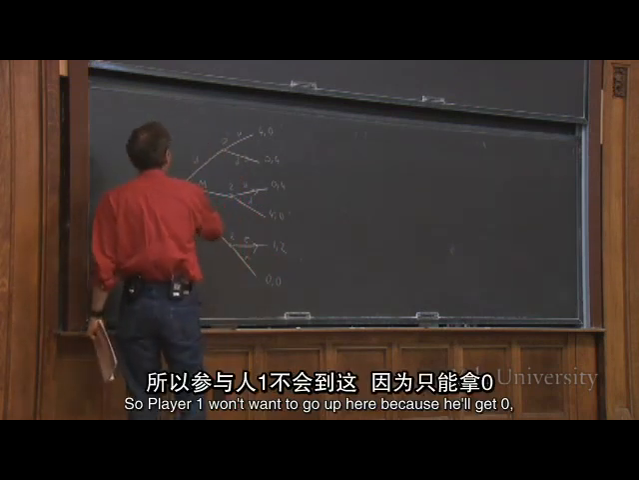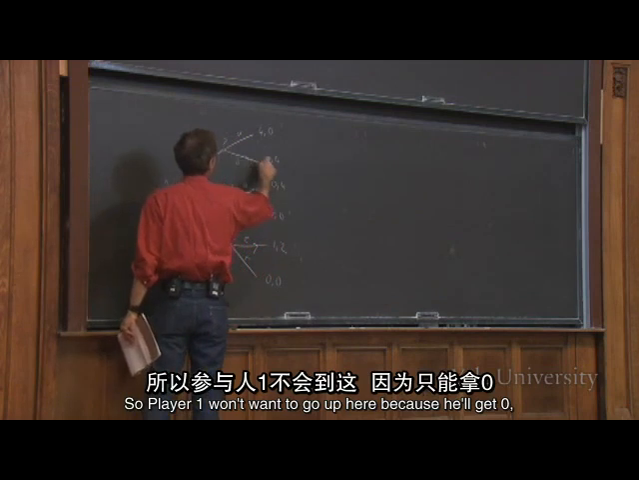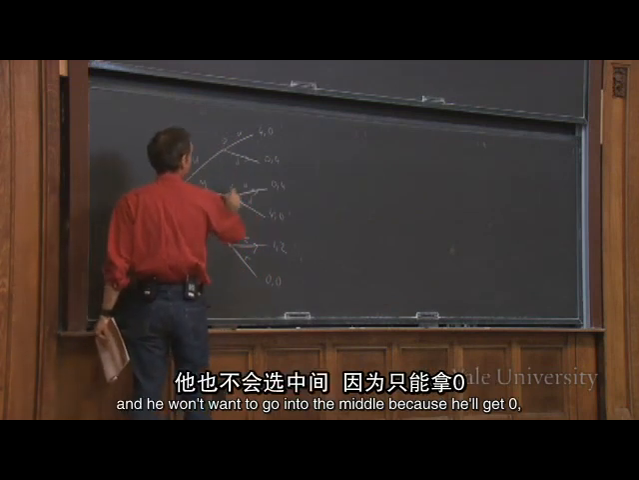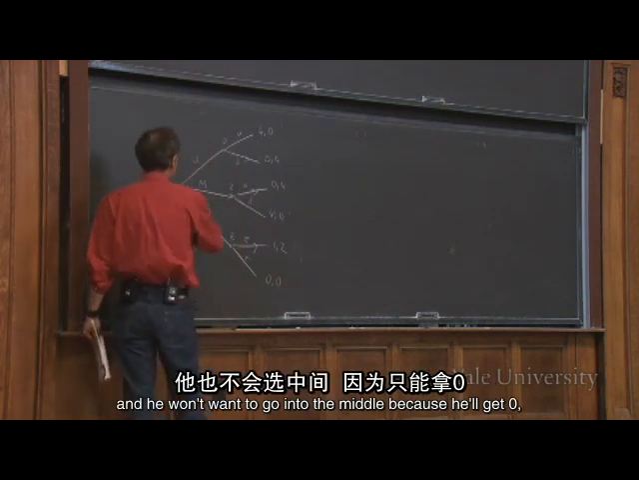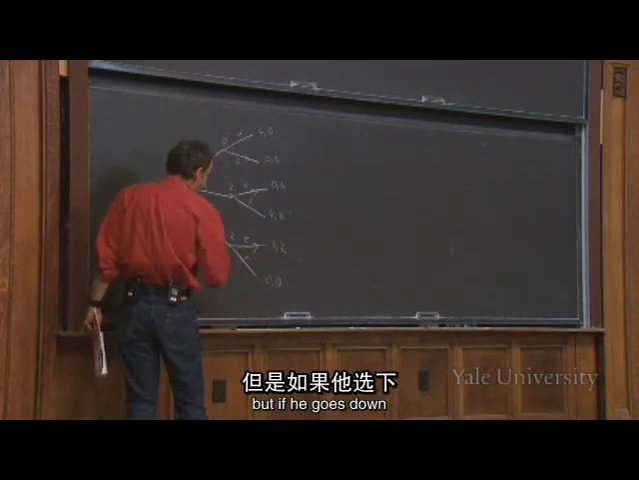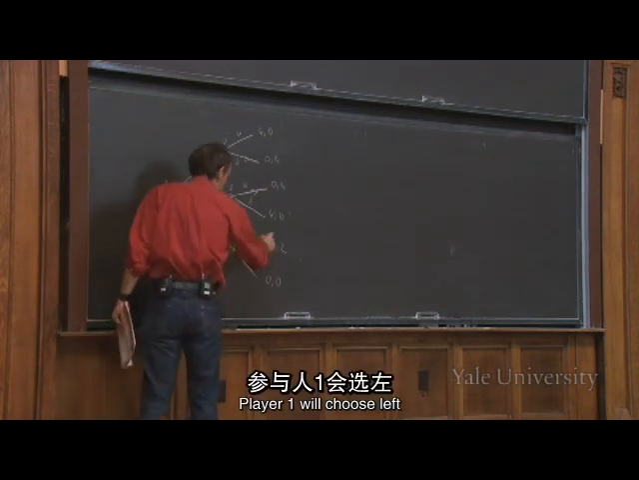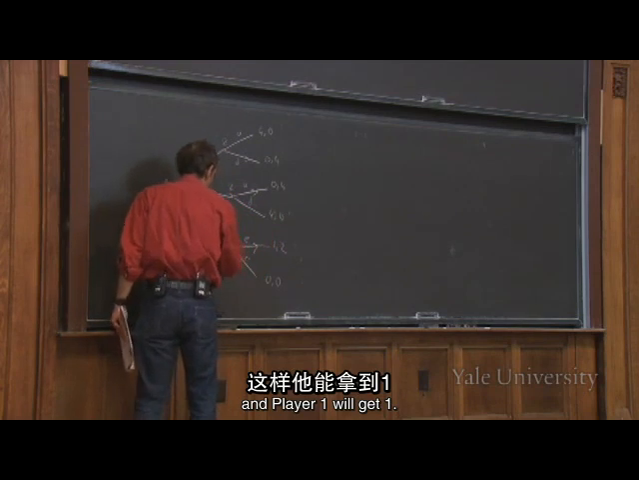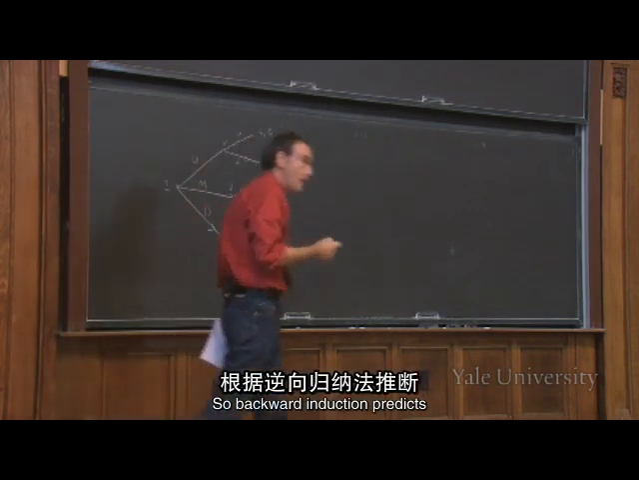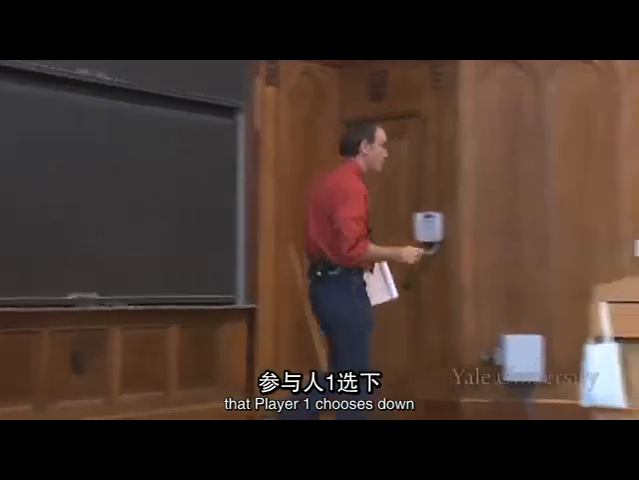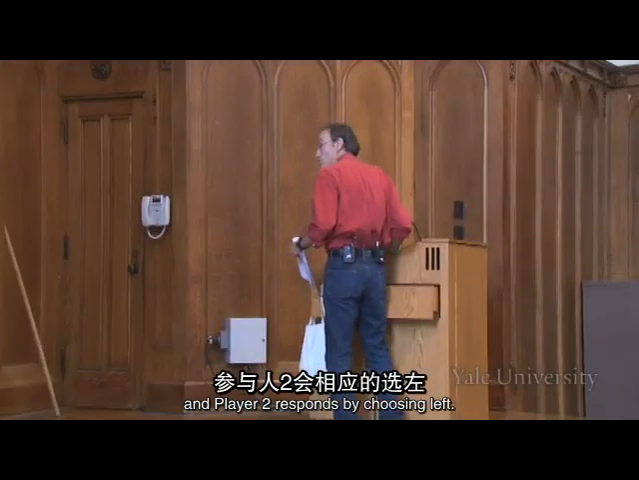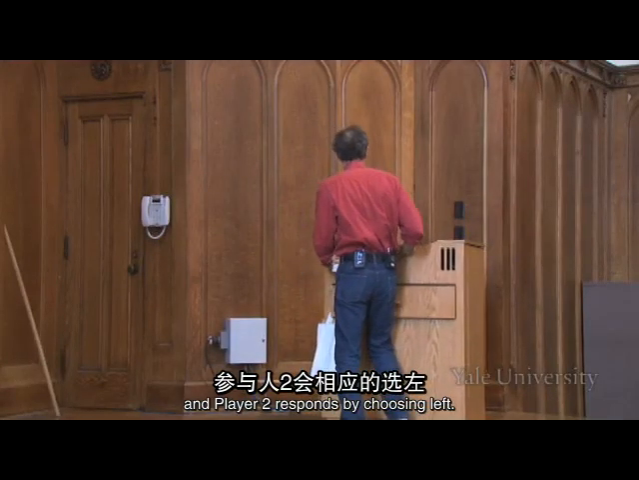So player 1 won't want to go up here because he'll get 0, and he won't want to go into the middle because he'll get 0. But if he goes down, player 2 will choose left, and player 1 will get 1. So player 1 will choose down. So backward induction predicts that player 1 chooses down, and player 2 responds by choosing left.